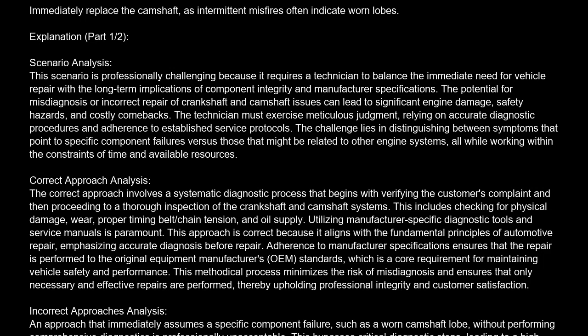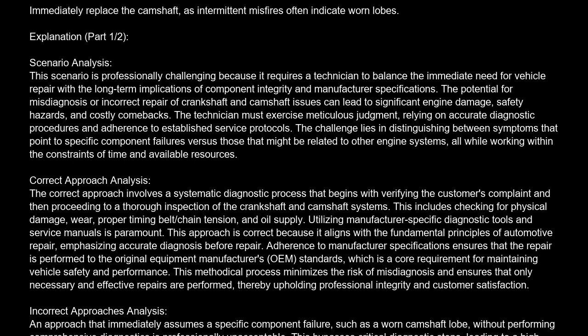The correct answer is B. Immediately replace the camshaft, as intermittent misfires often indicate worn lobes. Explanation. Scenario analysis. This scenario is professionally challenging because it requires a technician to balance the immediate need for vehicle repair with the long-term implications of component integrity and manufacturer specifications.